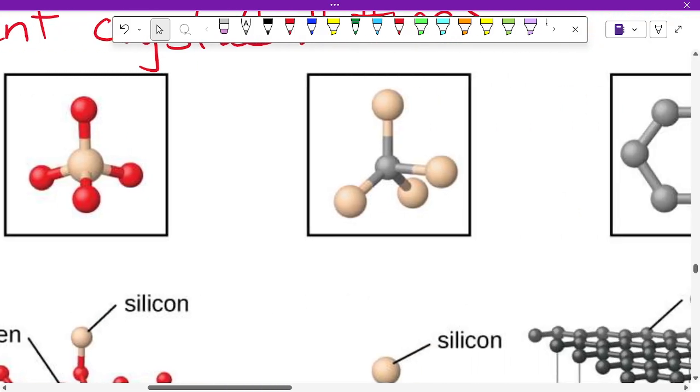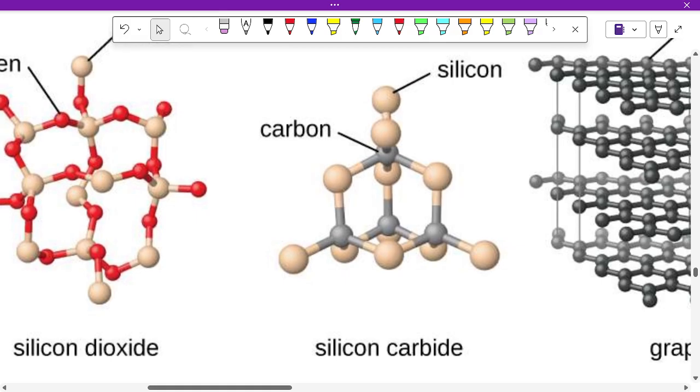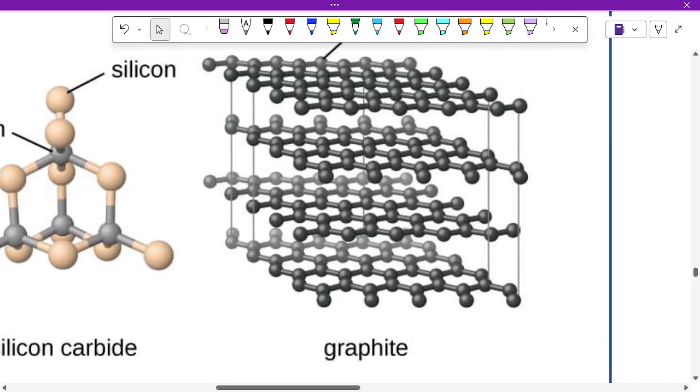You can also have, what is this one? Silicon carbide. I mean, you don't really need to know any of these particularly, but this last one is interesting because what does it look to be made of? It's all made of black atoms. That's made of carbon. So is it made of the same material? This is made of carbon, and this is made of carbon.